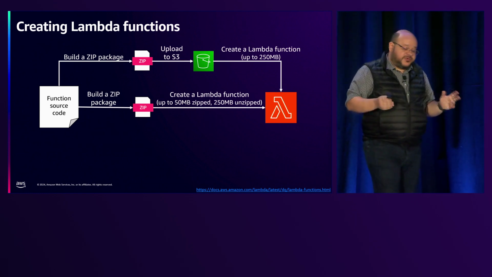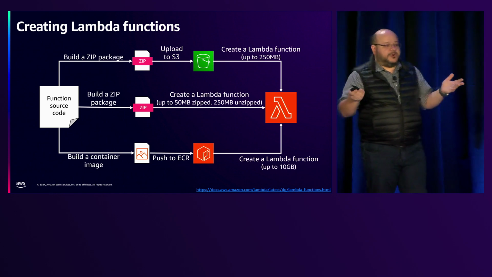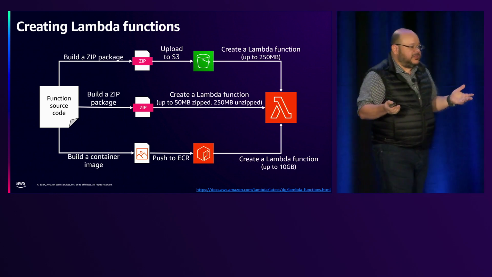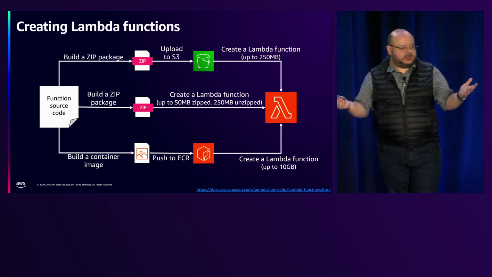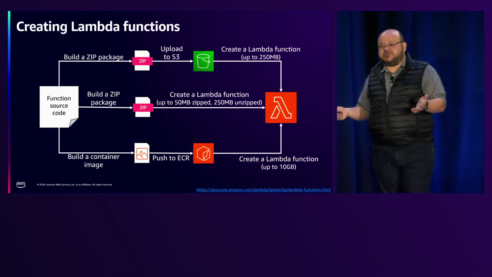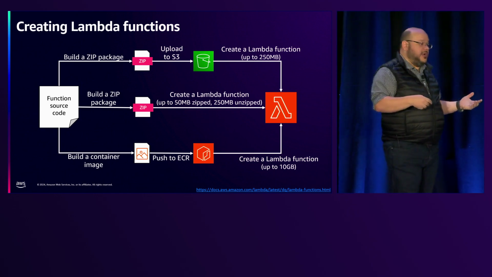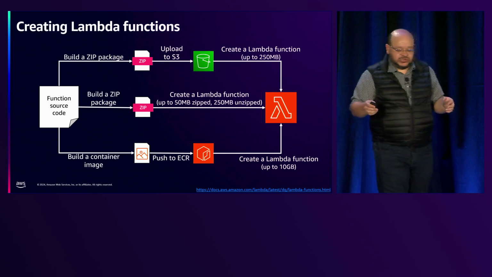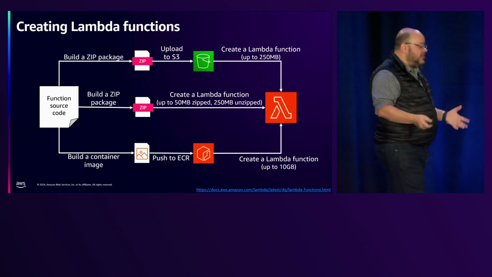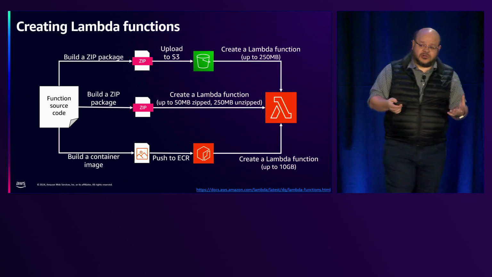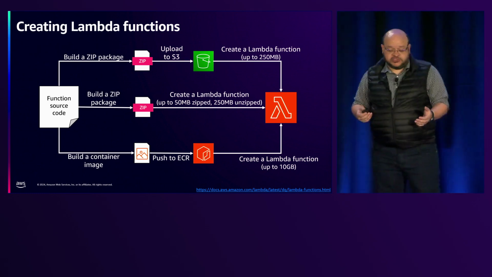The third option is if you're already part of the containers ecosystem, if you like building your code as containers, you can build your code as a container, Docker build, deploy that to ECR, and create a Lambda function from ECR. This is great if your functions are up to 10 gigabytes in size. So if your functions are large, if you're pulling in some large frameworks, LLM frameworks, that's the approach that you should take.